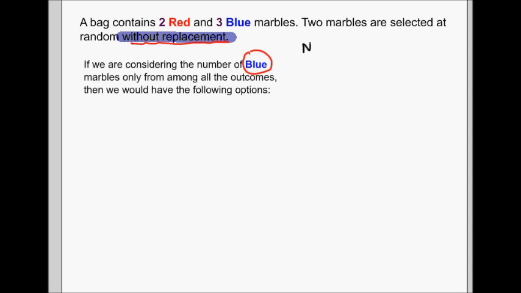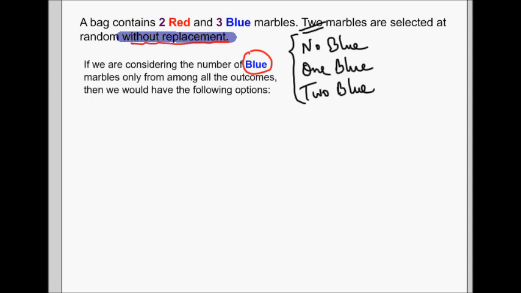So the first case is that there are no blue marbles. The second case could be that there is one blue marble out of the 2 marbles that you are selecting, and the third is that both the marbles could be blue. Right? These are the 3 cases that you could have as an outcome when you are considering only the blue marbles as your outcomes. So there are 3 cases. No blue would be a 0, 1 blue would be a 1, and 2 blues would be a 2. So we are considering 0 blues, 1 blue, and 2 blue marbles.